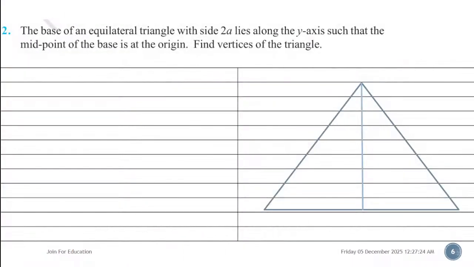So this is question number 2. The base of an equilateral triangle with side 2a lies along the y-axis such that the midpoint of the base is at the origin. Find the vertices of the triangle. So this is the y-axis.